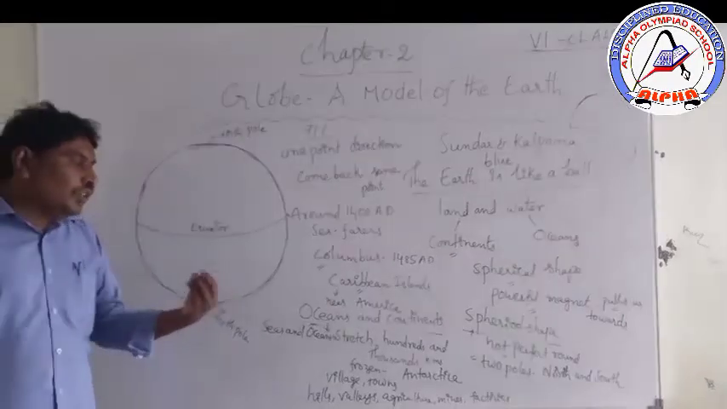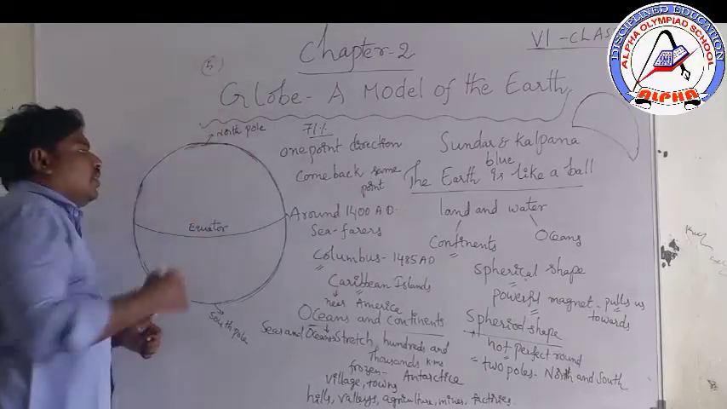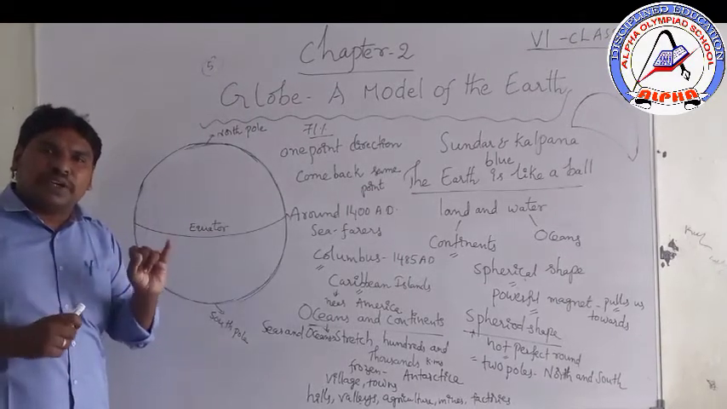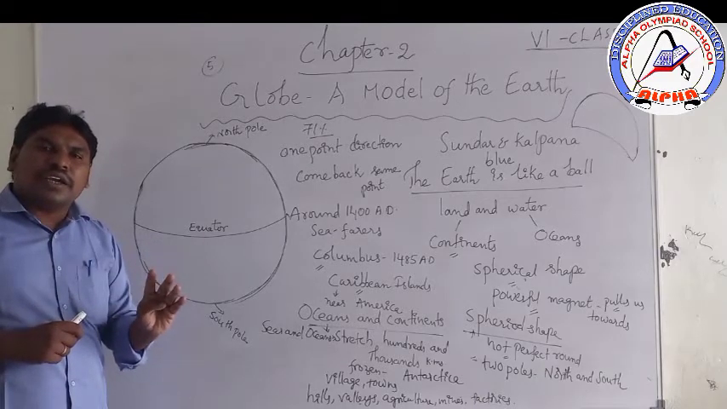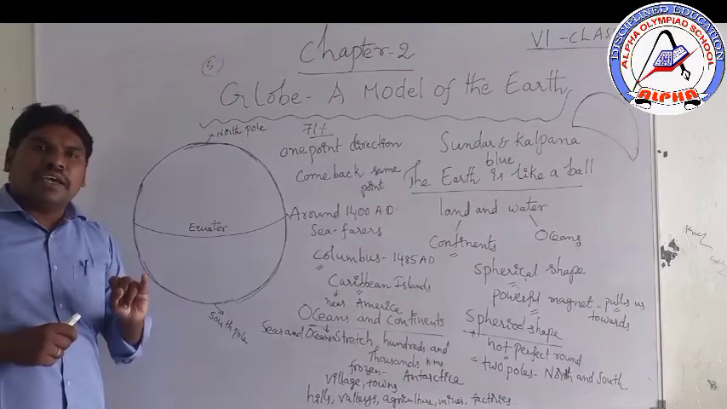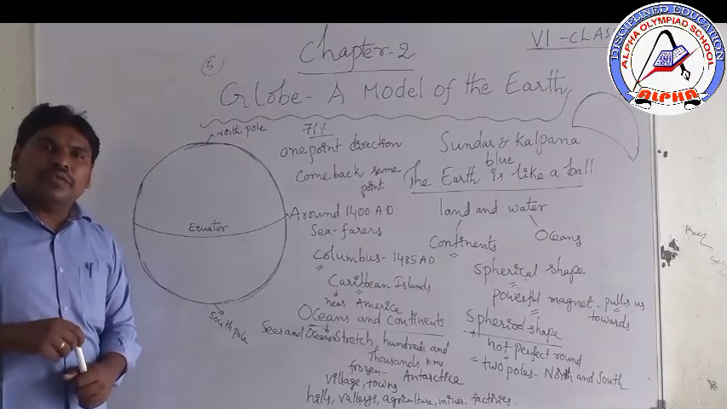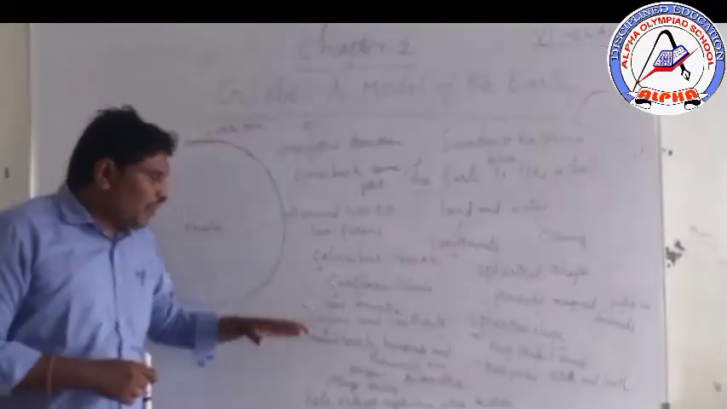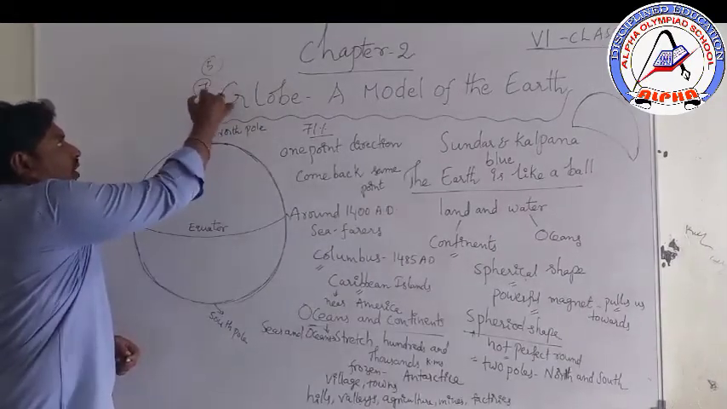And you know that there are a total of 5 major oceans. The biggest and largest ocean in the world is the Pacific Ocean, then the Atlantic Ocean, Indian Ocean, Arctic Ocean, and Antarctic Ocean. Total 5 oceans. And continents, 7 continents.